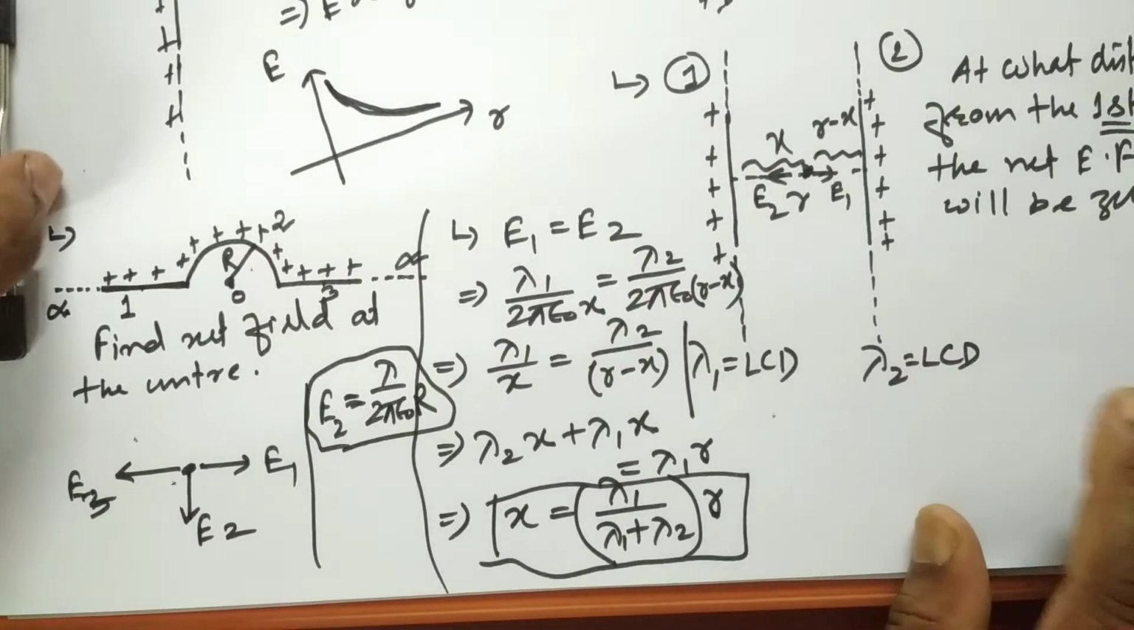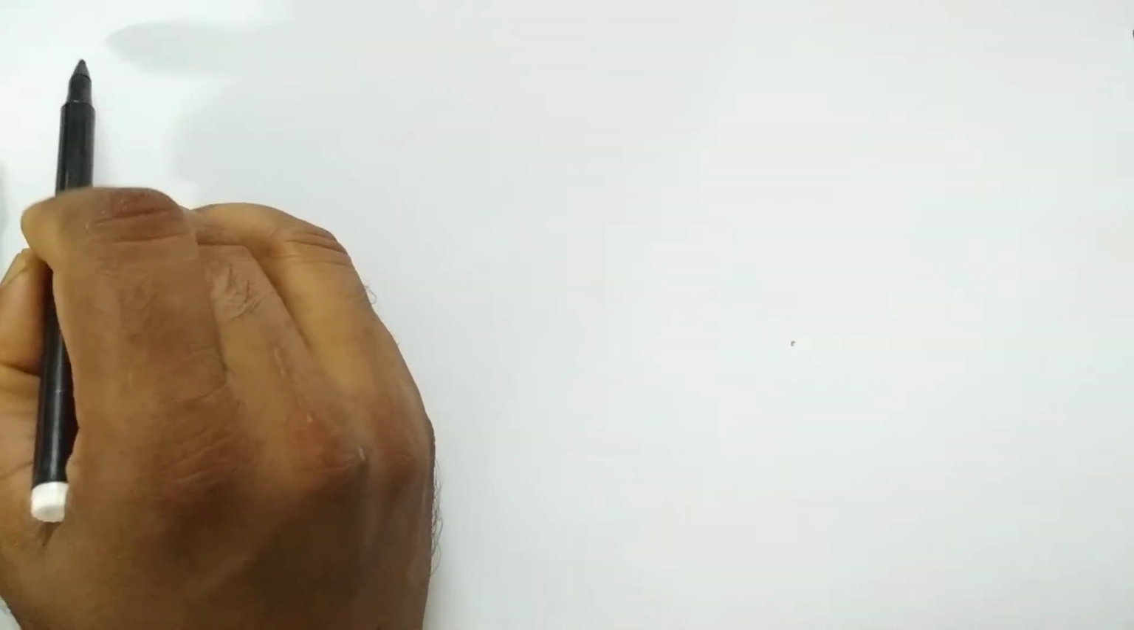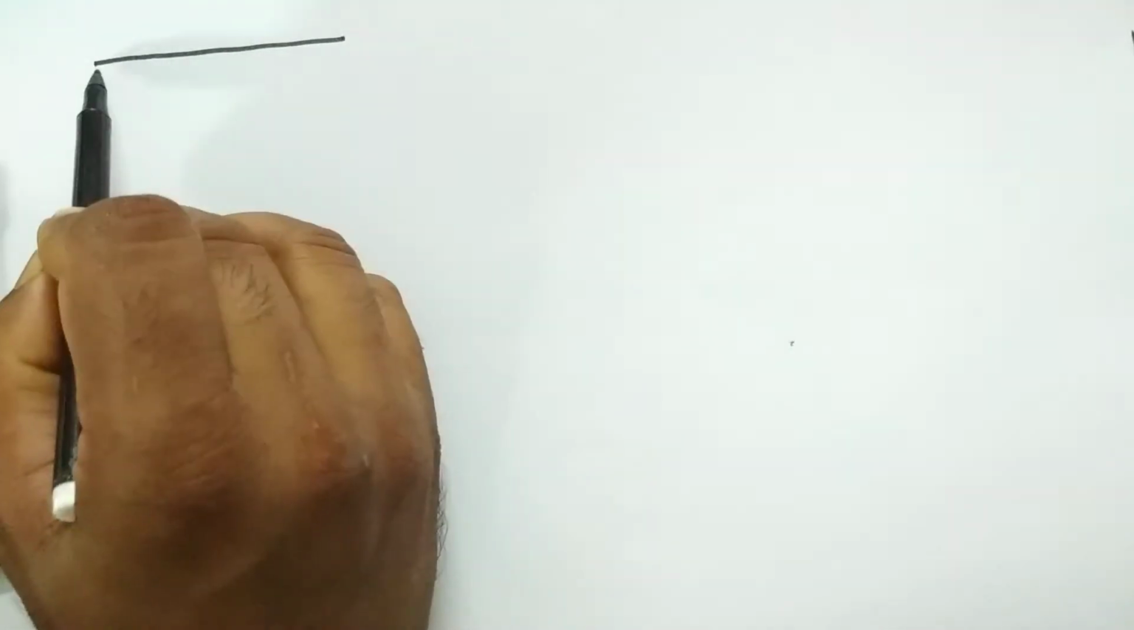So I'm going to the next page. So in this case of a semicircular ring, at one end, for example, this point we have discussed earlier.